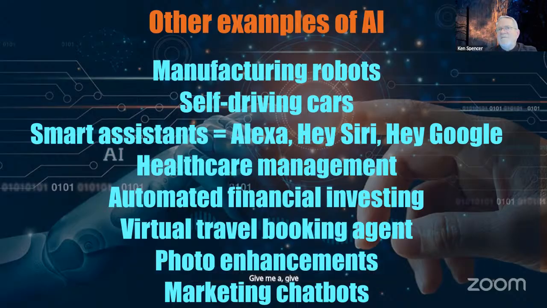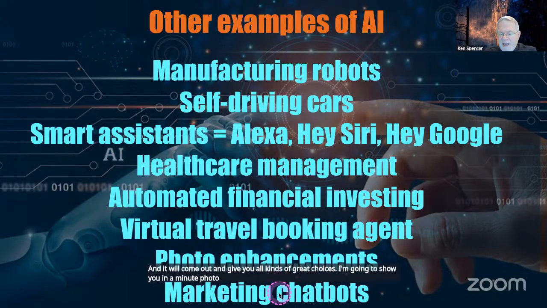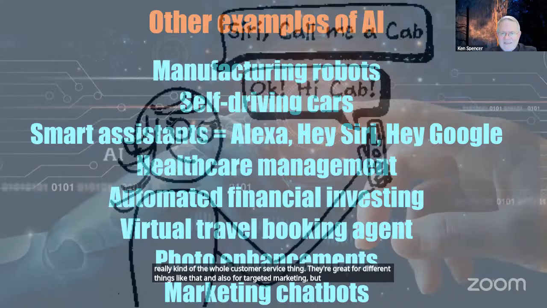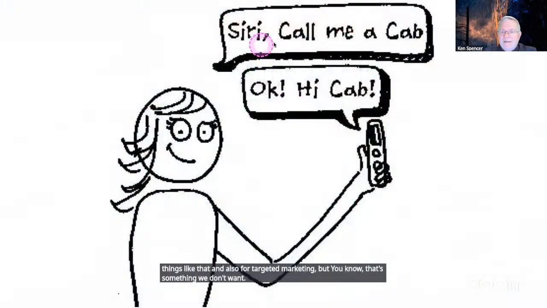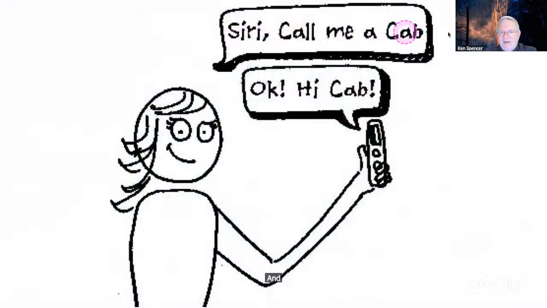a itinerary with very little walking for a senior, and it will come out and give you all kinds of great choices. I'm going to show you in a minute photo enhancements. And then marketing chatbots. I mean, that's really kind of the whole customer service thing. They're great for different things like that, and also for targeted marketing, but that's something we don't want. And this is just one here you can see.